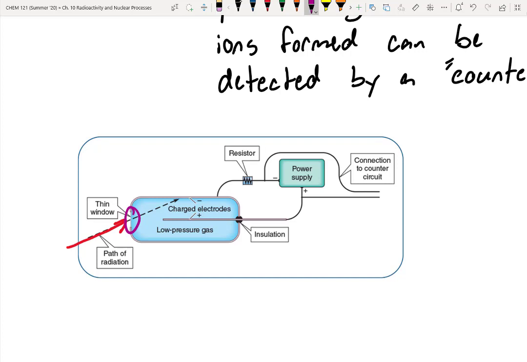But anyways, when we form ions, they can be attracted to either this negative or positive part of the Geiger counter. And when this happens, we can actually detect the number of ions formed. So it'll go out to a counter circuit. So this is one of the main ways, at least commercially, that chemists or even health safety officials will go out and try to detect environmental radiation.